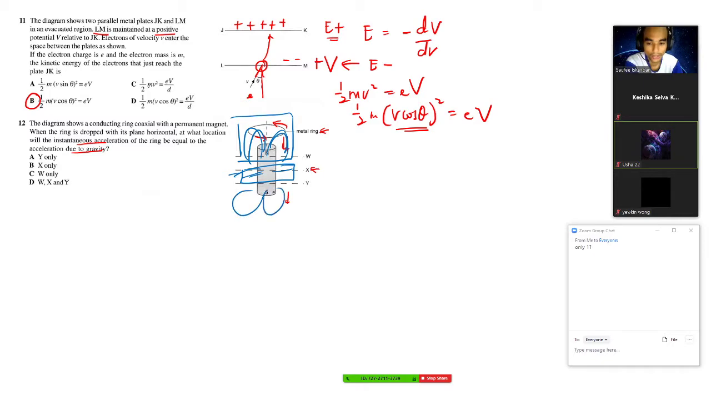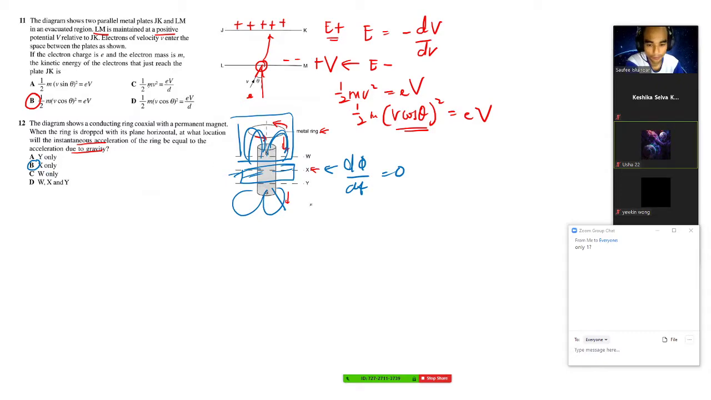At this point, as it goes out of the region where we have electric flux, it will also be experiencing a slowing down of the drop. So the answer for this question is when we have x. At x, dΦ/dt will be equal to 0, so there will be no Lenz's law effect at that point. So the answer will be at x only.